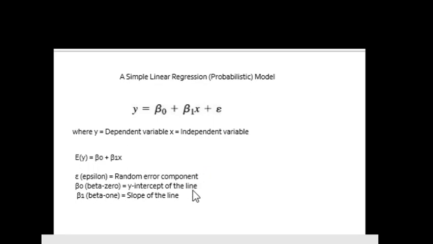Beta 0 is the y-intercept of the line. So remember the form y equals mx plus b. So b is now beta 0, which is the y-intercept. M, or the slope, is denoted by beta 1. That's the slope of the line. So our final model will be of the form beta 0 plus beta 1 x.